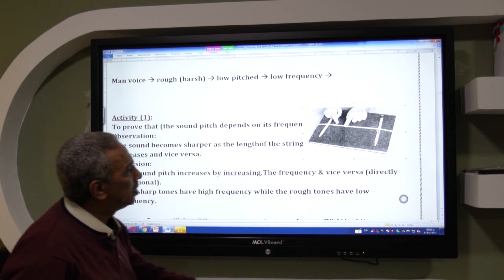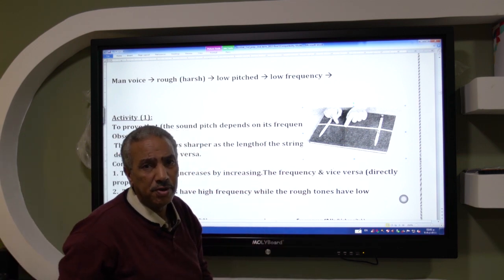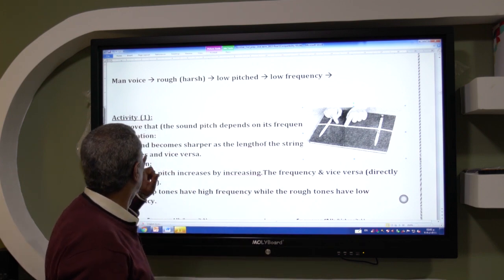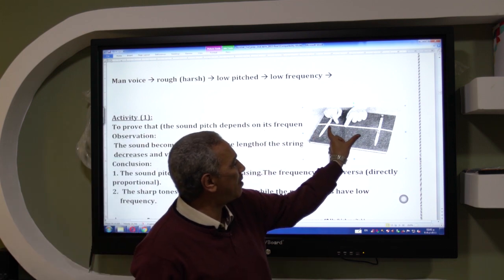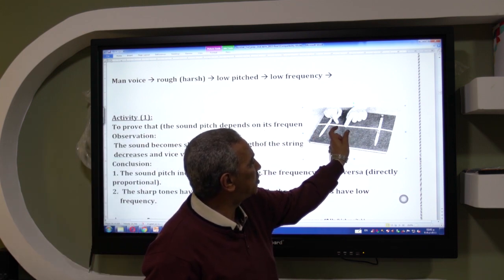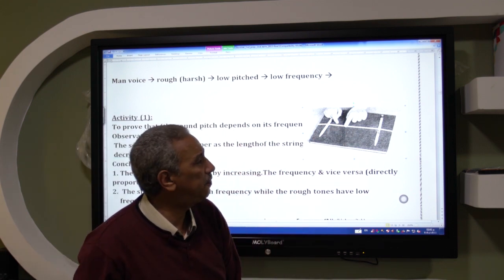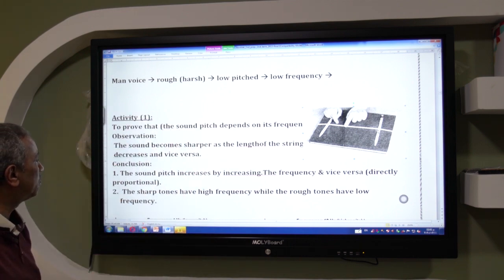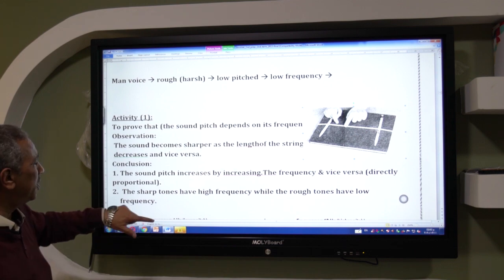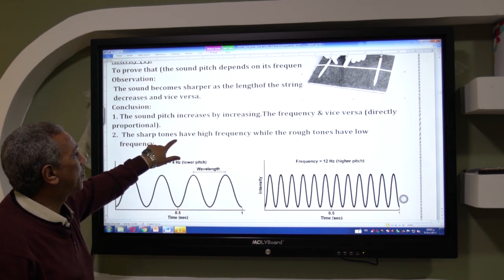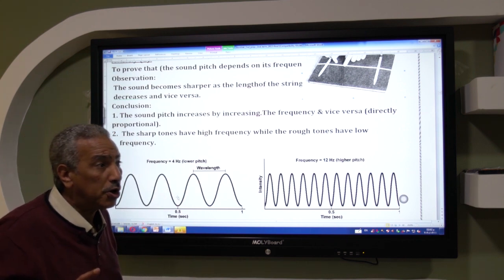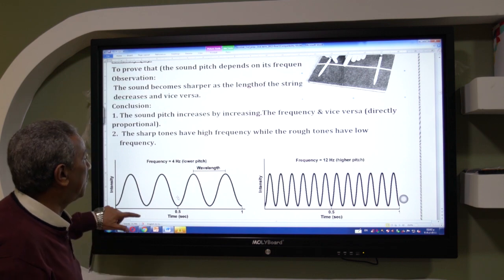Increasing the length of the rubber band covering the two pencils will produce a sharp sound. While if this length becomes smaller, it will give another kind of frequency, another kind of sound pitch. The sharp will be rough. That means the sound pitch increases by increasing the frequency, and decreases by decreasing the frequency.